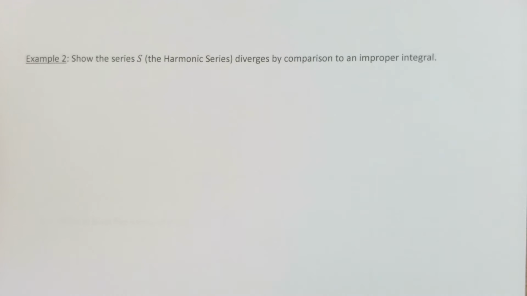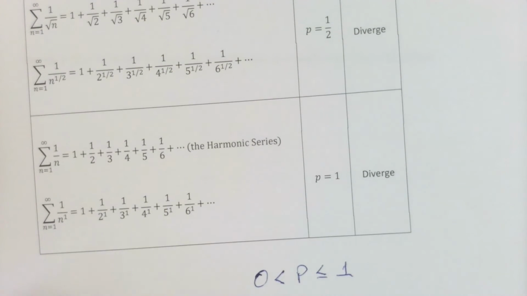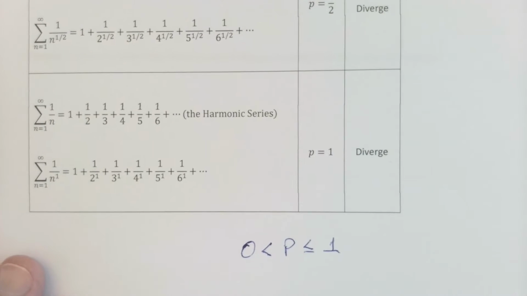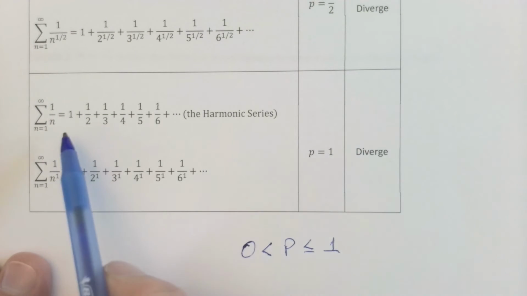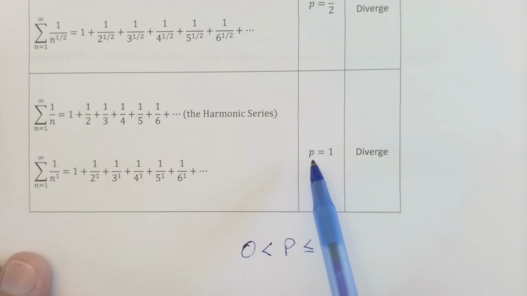Show that the harmonic series diverges by comparison to an improper integral. Okay, now remember the harmonic series, I had that in my table, looked like this. It was a p equals 1 series. It certainly diverges.